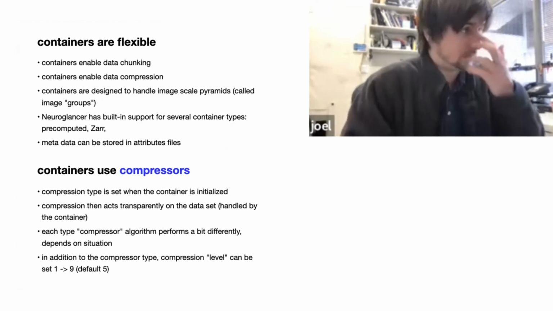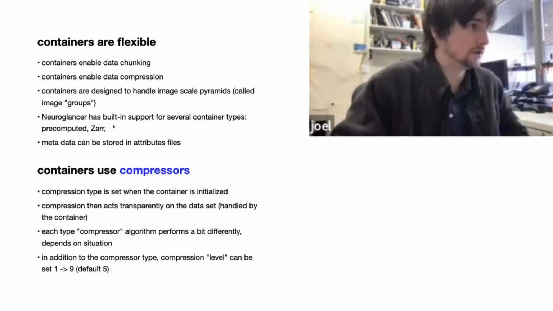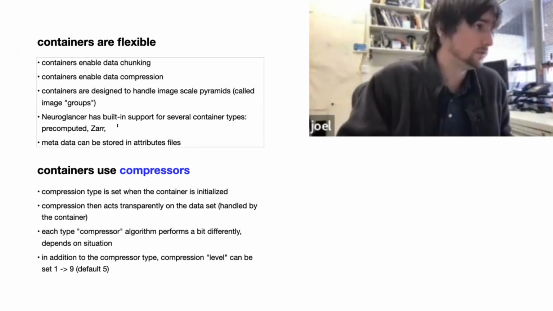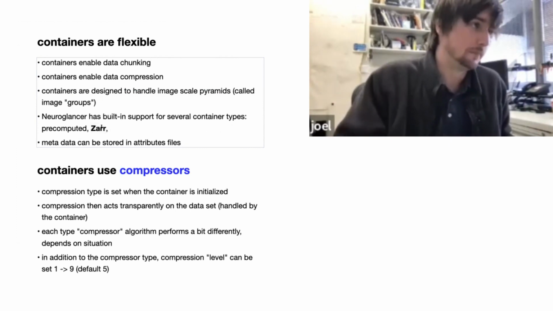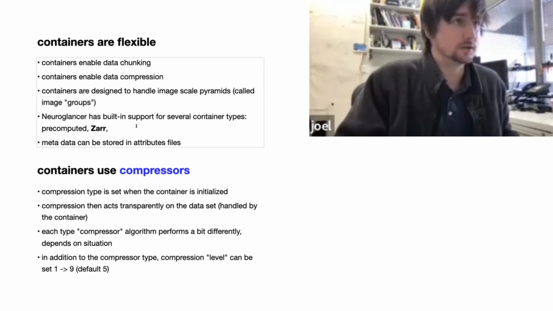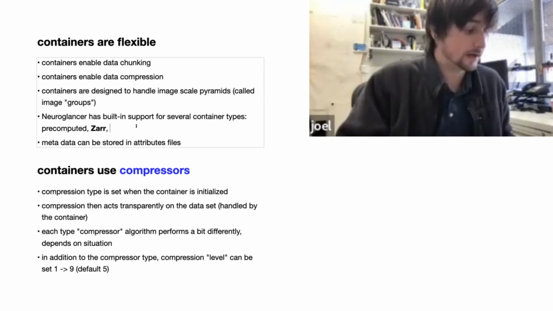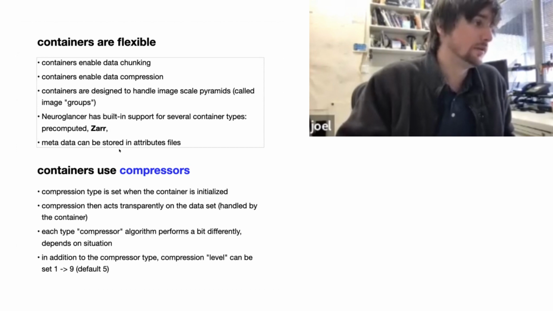NeuroGlancer has built-in support for several container types. I didn't finish making my list here, though. Another one is N5, but the one that we're interested in is ZAR. This is the one recommended by Arlo here at Salk, and it's a cutting edge, new type of technology. But they all function the same. There's one that's been around for decades called HDF5 that performs a similar function and lets you do all of these same things, but it's just so outdated. And then the metadata. Containers use these compressors.